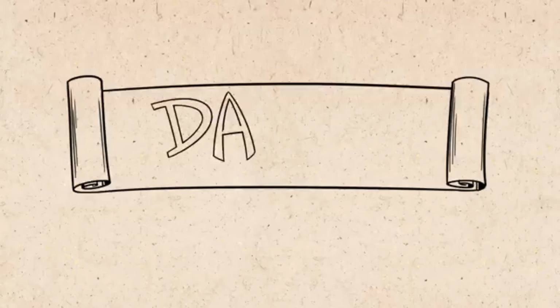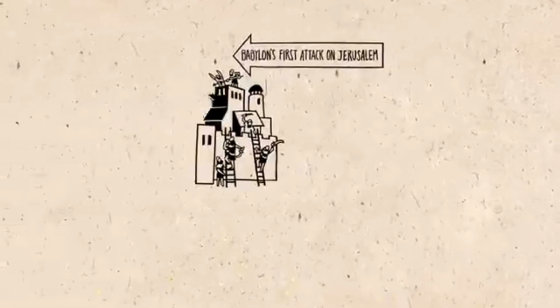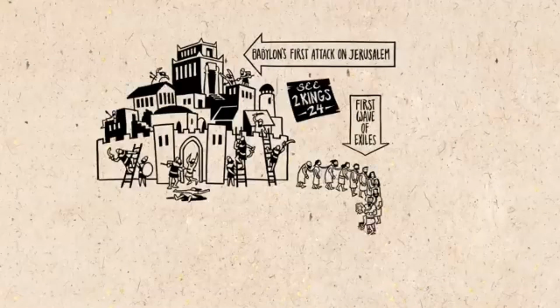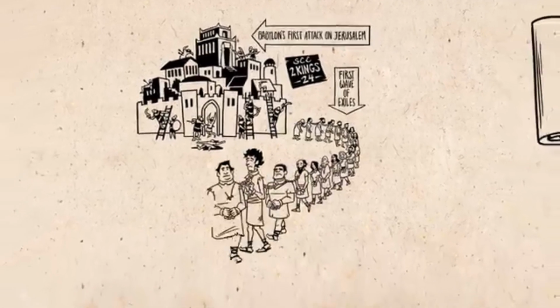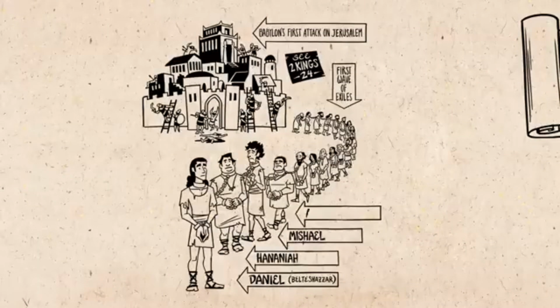The book of Daniel. The story is set right after Babylon's first attack on Jerusalem, and they had plundered the city and its temple and taken a wave of Israelites into exile. Among them were 4 men from the royal family of David: Daniel, who's later named Belteshazzar, and his 3 friends who you probably know by their Babylonian names, Shadrach, Meshach, and Abednego. This book tells of their struggles to maintain hope in the land of their conquerors.